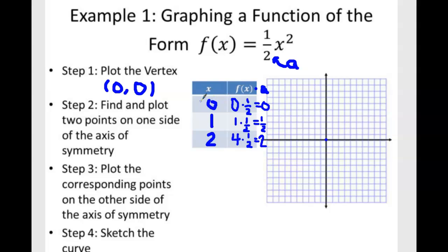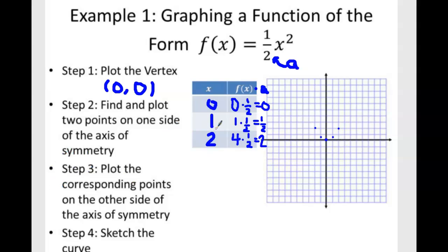So I'm going to plot the point 0, 0, then 1, 1/2. And since that graph goes to the right one and up 1/2, it's always going to go to the left one and up 1/2 as well. It goes to the right 2 and up 2. So it's also going to go to the left 2 and up 2.